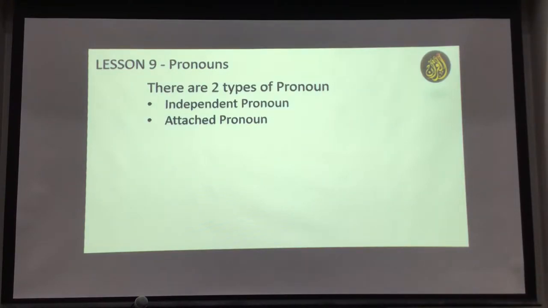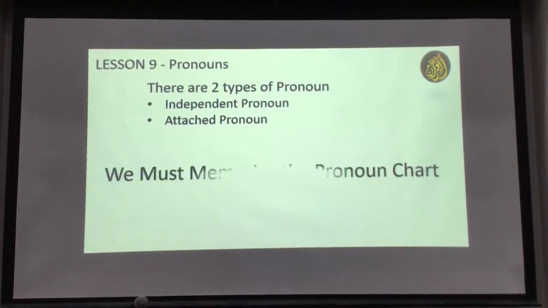So that's one thing we know. We have to know about another three things. As we go through, inshallah ta'ala, we will learn about those things. We must memorize the pronoun chart. There is a chart for pronouns, and it is really easy to memorize if you concentrate.